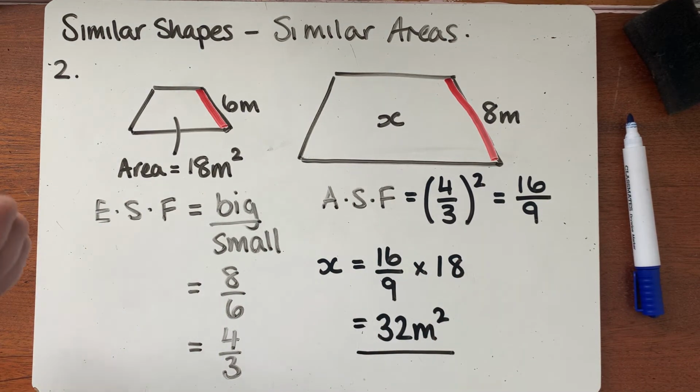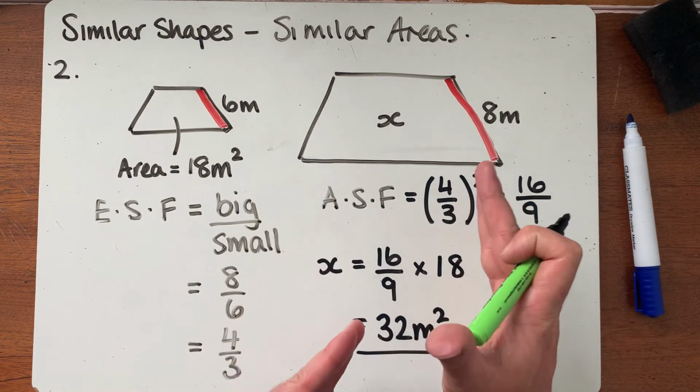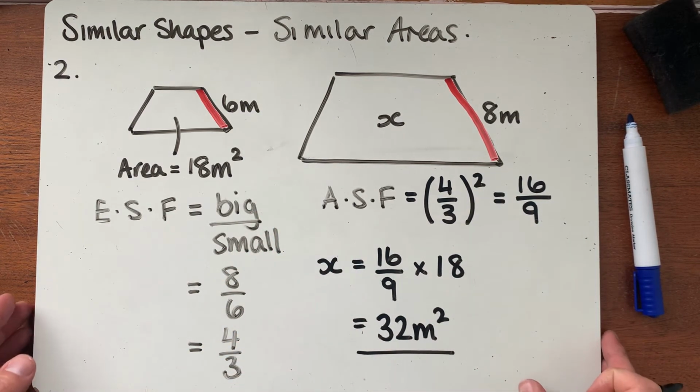All right. So same process, you can see the same working going on here. Find the scale factor, whether it's enlargement or reduction. To make it apply for areas, we have to square it and then we use it. Okay, last example.